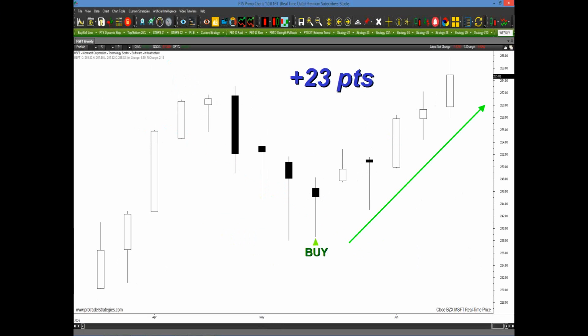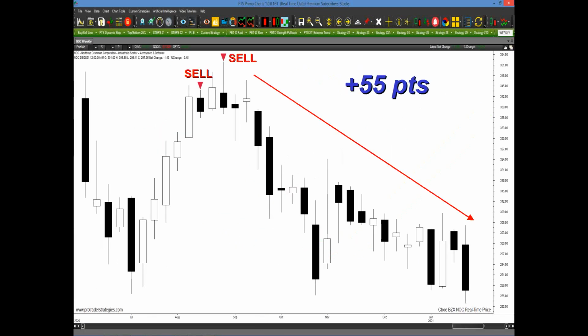I don't care what the hourly is doing. I don't care what the daily is doing. If you're looking at a weekly chart, who cares what the monthly is doing or the yearly is doing? Just trade the time frame that you're looking at and that the signal was generated on. Now, that was a weekly chart of Microsoft. Let's look at a weekly chart of Northrop Grumman.